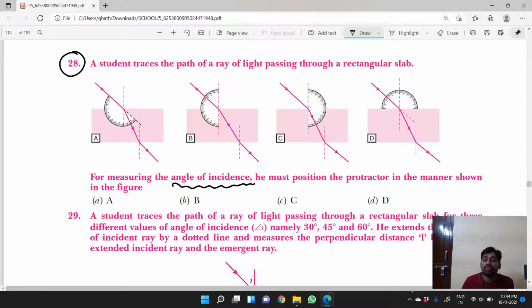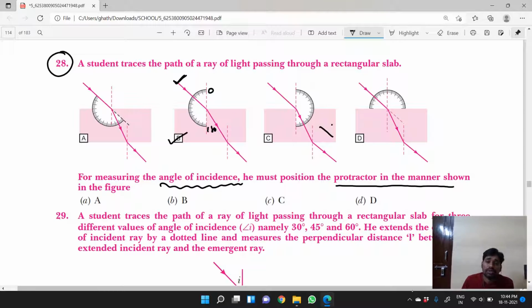Then the question is how to place the protractor. In which manner you have to place the protractor? Protractor should coincide 0 with the normal and 180 also with the normal only. And this also coincides with the normal, but it was placed on the right side, but the ray is incident from the left side. So we have to place it in this manner, not like this. So the answer is B is correct.